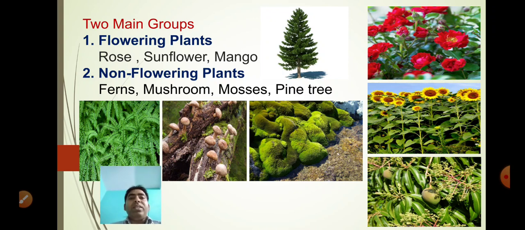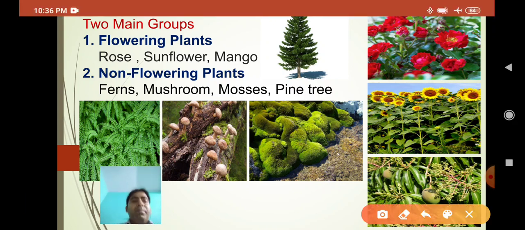You can see different examples, like the rose plant and sunflower plants. Rose plants produce flowers, you are seeing the red roses, and roses come in different colors. Sunflower plants also produce flowers. And you can see here mango also produces flowers. So these are the flowers, and they are used as the reproductive parts of the plant.